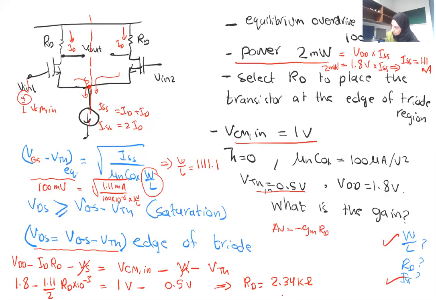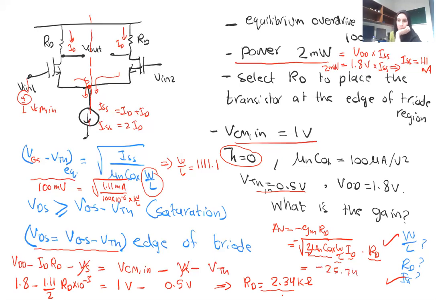The gain is minus GM times RD, no R out, because lambda is equal to 0. And therefore GM is 2 mu n COX W over L ID times the RD. Now we know the ID, we know W over L, we know mu n COX. We can find the gain, and we have found the RD from here. So you will substitute all these numbers, and we will get a gain equal to minus 25.74. No unit for the gain.